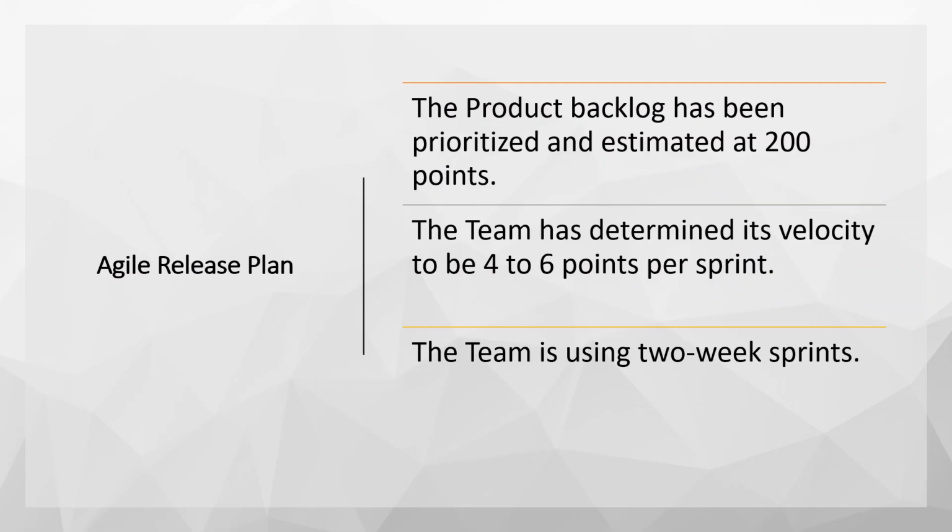Before moving further, let me summarize what we have gathered so far. So we have a product backlog that has been prioritized and estimated at 200 points. Then we have a team with the velocity in the range of 4 to 6 points per sprint. And now we have a team which is using 2-week sprint. If you're not sure how this 4 to 6 points per sprint came, I would again suggest you to go back and check our part 1 of this video.